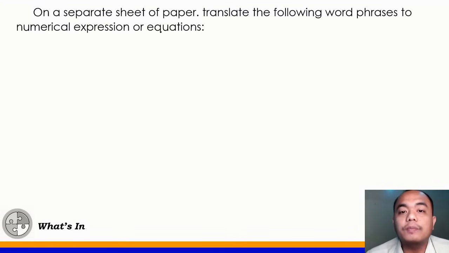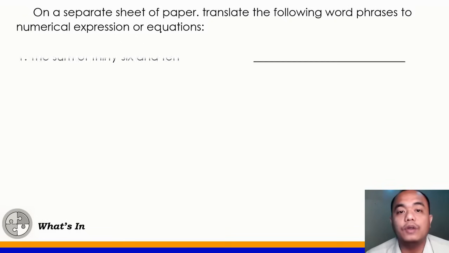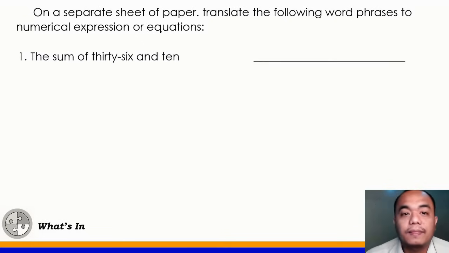So on a separate sheet of paper, translate the following word phrases to numerical expression or equation. Okay, number 1, the sum of 30 and 10. If you write this into an expression, this will be 30 plus 10. Okay? So 30 plus 10.